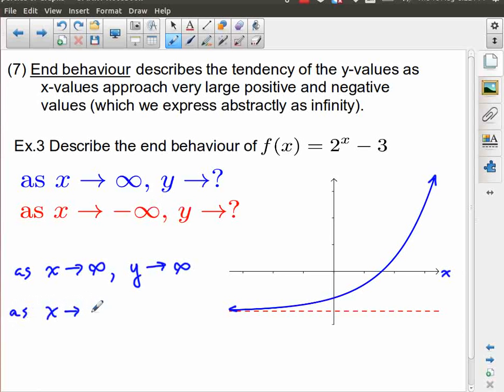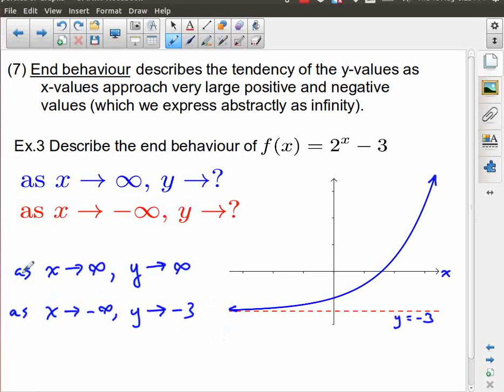As x approaches negative infinity, what is this y value doing? As you can see, this y value is approaching the asymptote. So we need to know what the value of that asymptote is. If you remember your exponential functions, normally the asymptote is along the x-axis at y equals 0, but this one has been shifted down by 3. So this is actually the line y equals negative 3. So as x approaches negative infinity, my y value approaches, it is not equal to, that would be incorrect to say equals, it approaches negative 3. And that's an example of end behavior, and that's how you would express it.